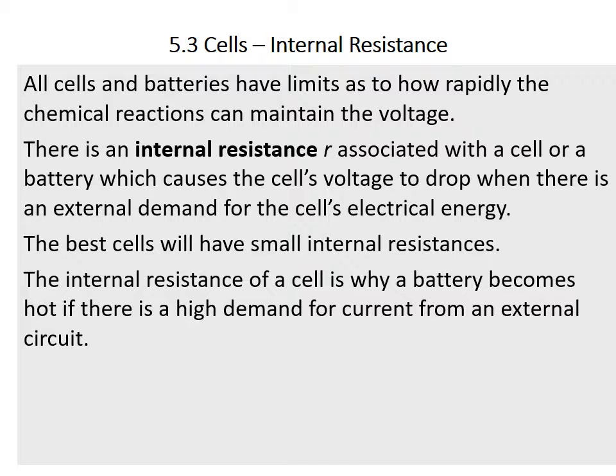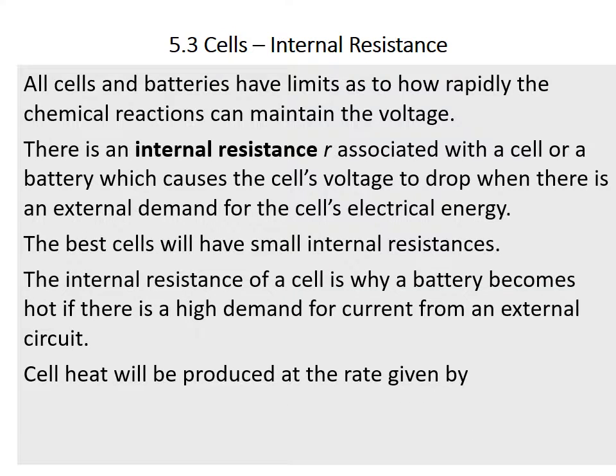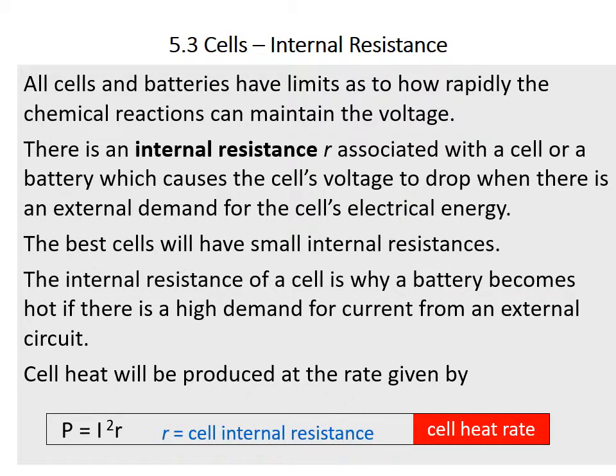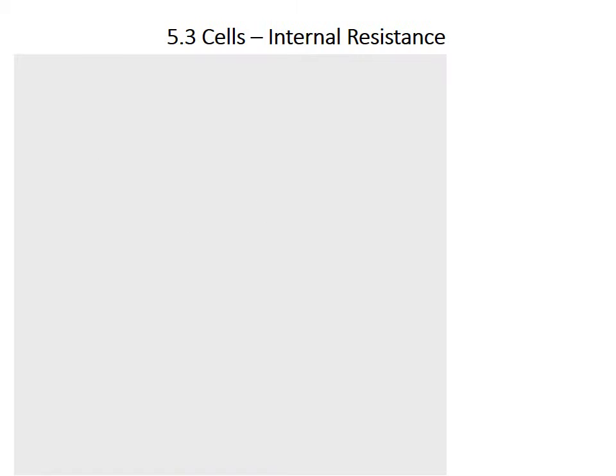There are no free highways in a battery either. I mean, these electrons are having to move through materials, and as they move, things can get hot. So cell heat will be produced at the rate given by this equation: power equals I squared times lowercase r. This is just like any of the power equations you have, just lowercase r, instead of representing external resistance, is the cell's internal resistance.